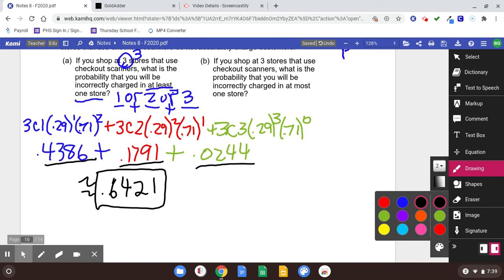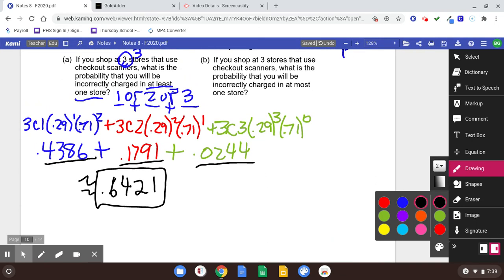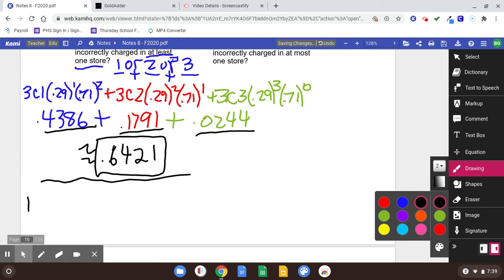One thing that's interesting, though, there's a different way of doing this same problem. If they're talking about at least 1, and we knew it was 1 or 2 or 3, there's another way of doing it and saying that we don't want 0. Okay, another way of doing this same problem would say the probability of not 0. Because we know from previous lessons that the probability of not 0 is one minus the probability of 0.